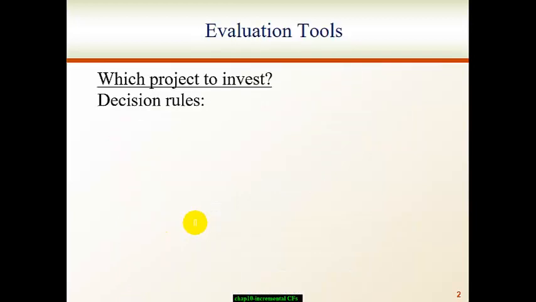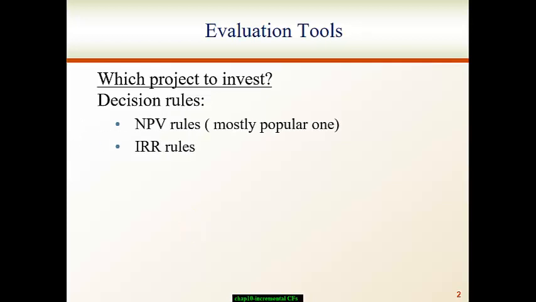We need some tools to help us make recommendations. In Chapter 9, we learned net present value, IRR, payback, profitability index. As net present value is quite reliable, this is one of the most popular decision rules in investment decisions.